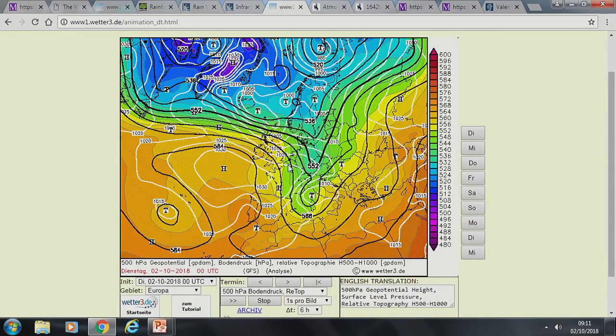That's a bit of an aside, I suppose. But what you're seeing as we come down here, you can see in this region around where the Mediterranean is, this is the low pressure system.